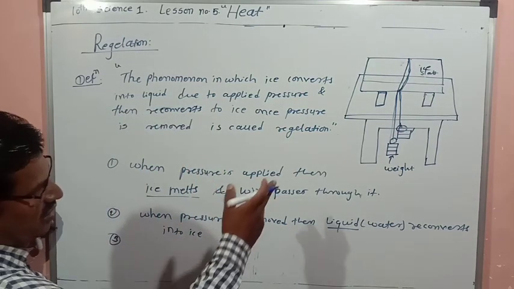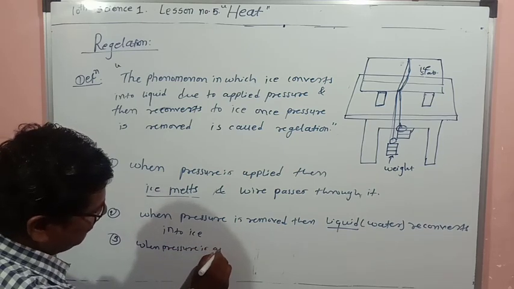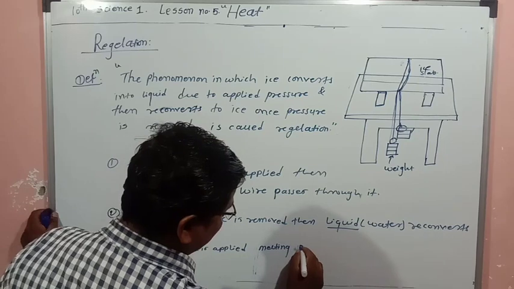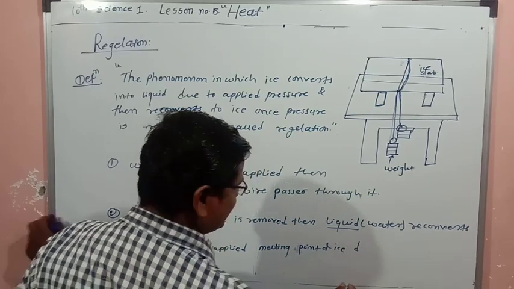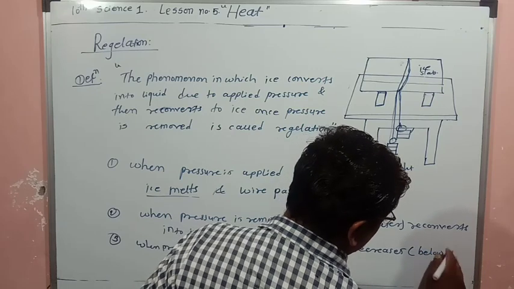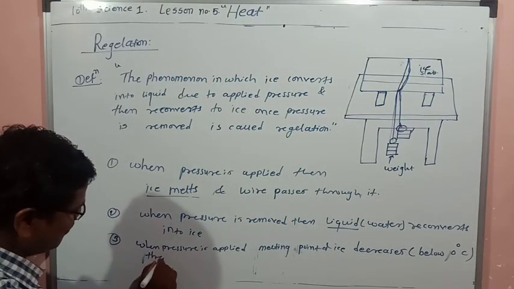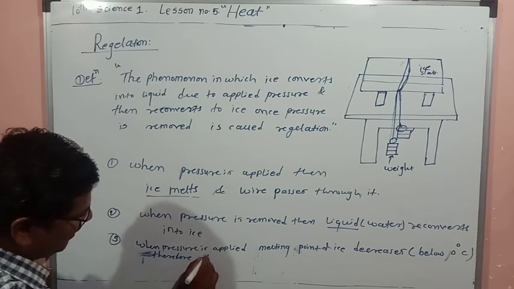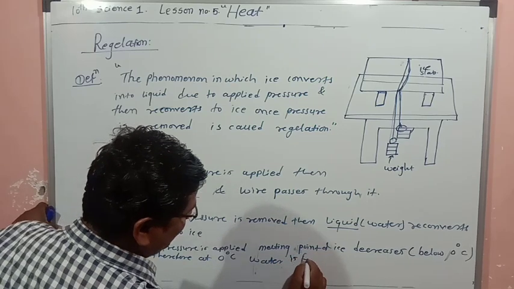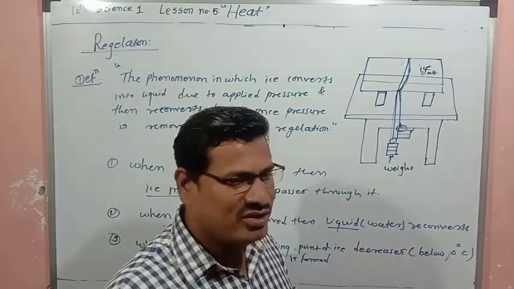The third point: when pressure is applied, the melting point of ice decreases. That means it goes below 0 degree Celsius. Therefore, at 0 degree Celsius there will be water. Water is formed, because the melting point goes below 0.